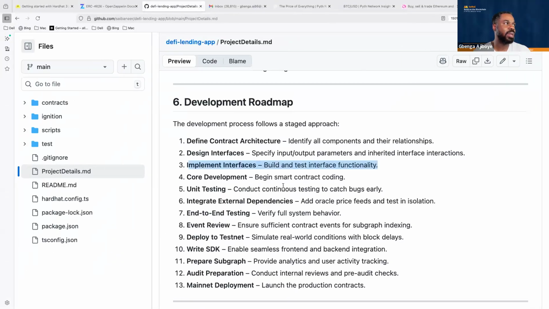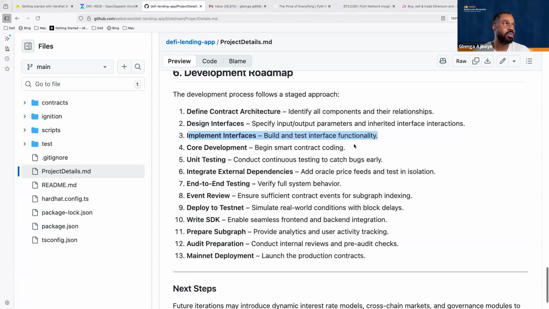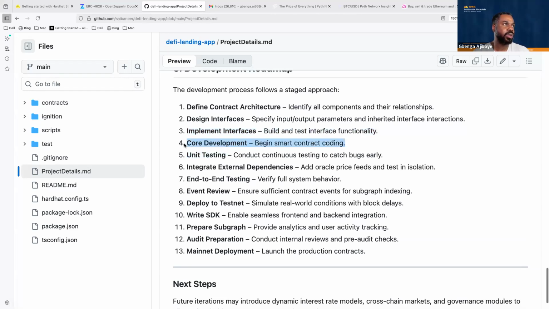And then I should have added a 3B here, which is define your storage layout. But I think I might add that in another comment. And then core development, begin the coding. So you see, we're just about to get to step 4. Now, for step 5, we'll be doing unit testing.